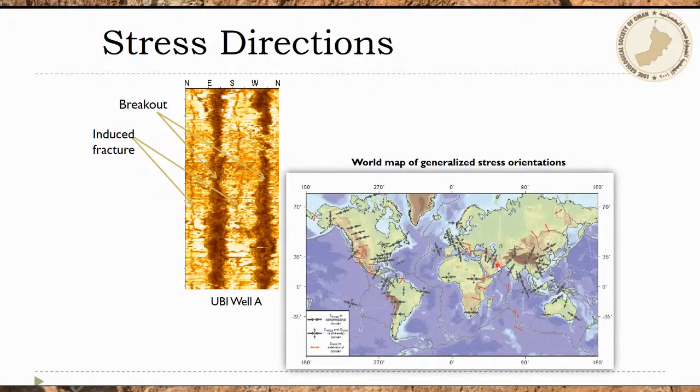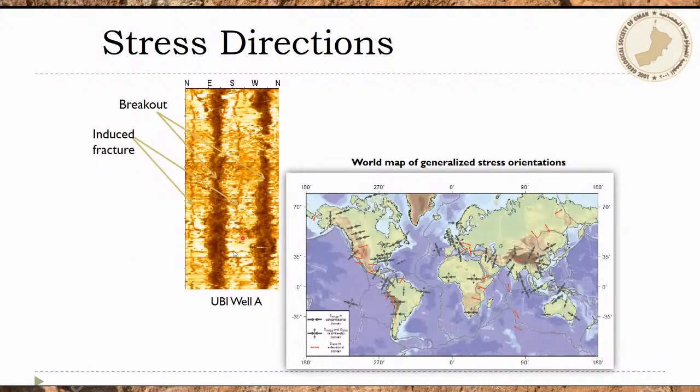For the particular space or places. So for example, in Oman, we know that the horizontal stress is generally in the northeast direction, but there is some localized difference in the directions in other places. So we have to take it carefully.